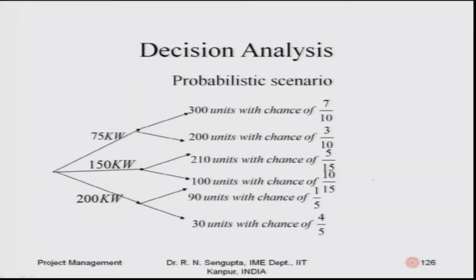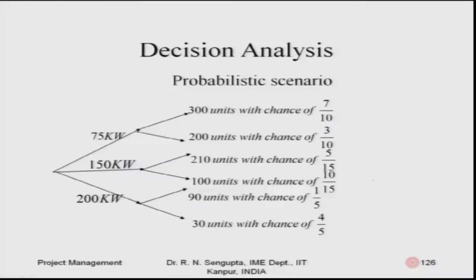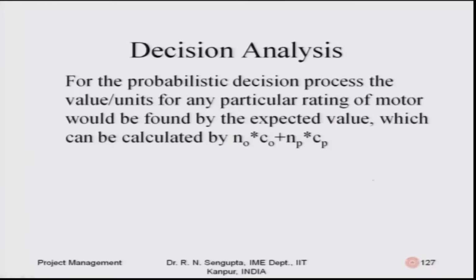Now, this is the decision tree diagram which we have tried to analyze using the simple problems. It is given like this. The arms are 75, 150, 200, the corresponding units are given, corresponding probabilities are given. So, for the probabilistic decision problem, what we need to find out is the expected value, as already done in the problem and already shown in the last to last slide.